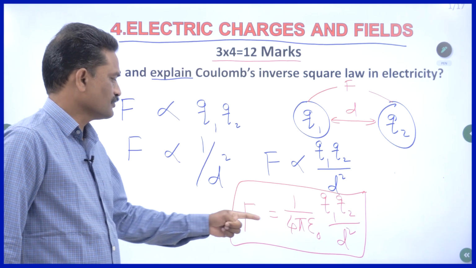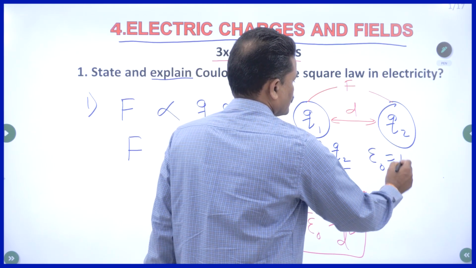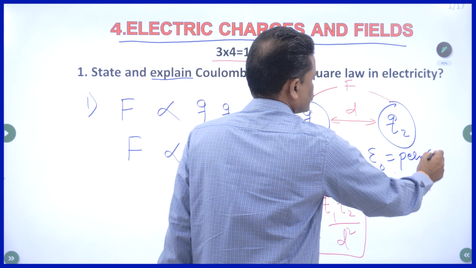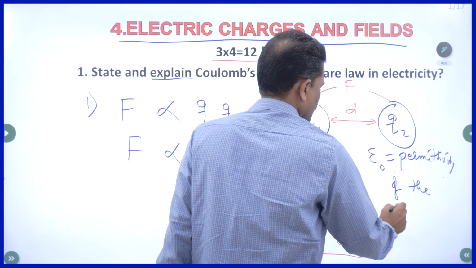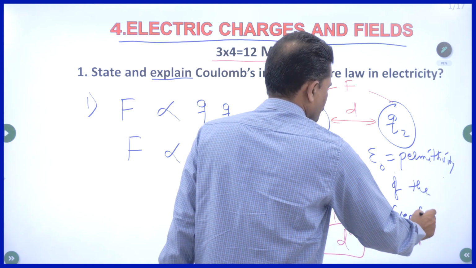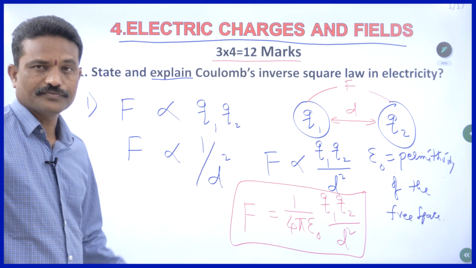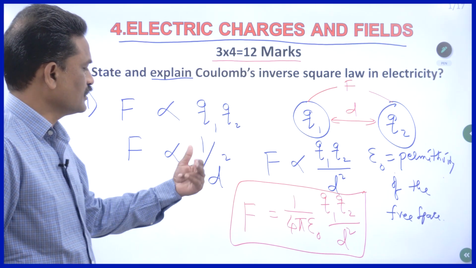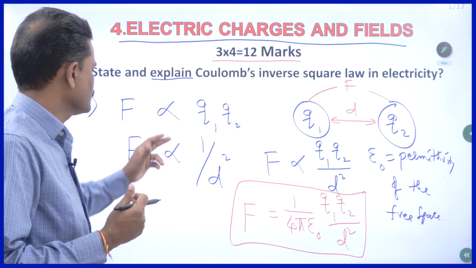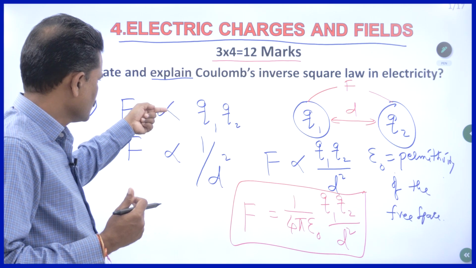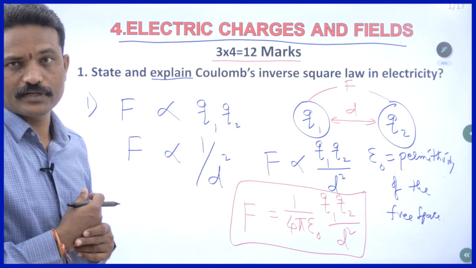But you are supposed to know what this epsilon naught is. Epsilon naught is called the permittivity of the free space. That's all. If you write this much, you will be getting 4 marks. No need to write the value of epsilon naught or the value of 1 by 4 pi epsilon naught. Write the statement in 2 lines and the expressions, this 1, 2 and 3 and the final step. You will be getting 4 marks.